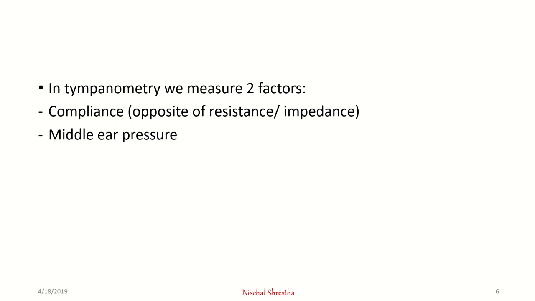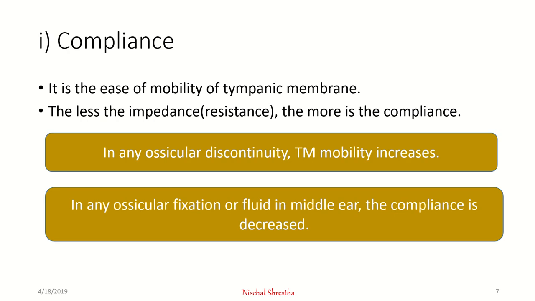In tympanometry, we measure two factors. First one is compliance, second one is middle ear pressure. Compliance is just the ease of mobility of the tympanic membrane. Means when the tympanic membrane is mobile, we can say that it has more compliance. Resistance and compliance are just opposite. When the resistance to the sound energy is less, the compliance is more.